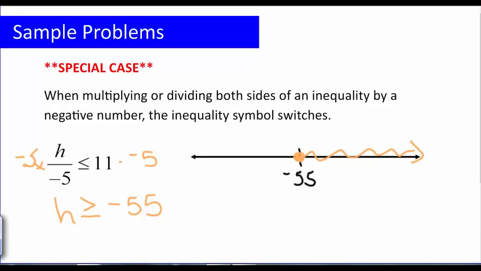And we can check this and see if we're right. If I choose something greater than negative 55, for instance, let's say I choose negative 50, and I substitute that for h, well, negative 50 divided by negative 5, is that going to be less than or equal to 11? Sure, negative 50 divided by negative 5 is a positive 10, and that's less than or equal to 11.